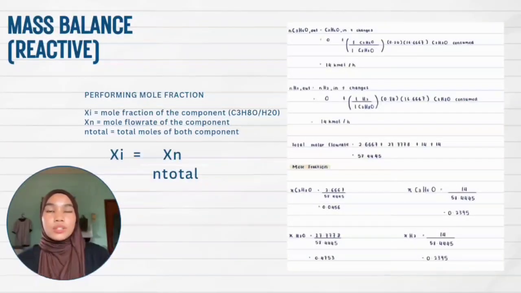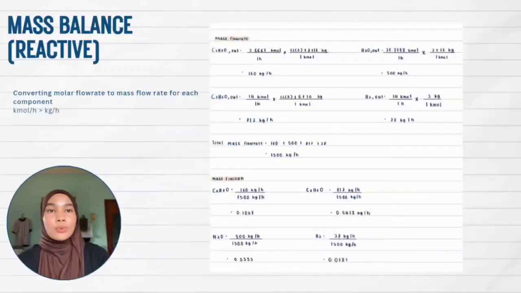Then after obtaining all the values, adding up all the molar flow rates, we get a total of 48.4445 kilomole per hour. After that, we calculate the mole fraction at the outlet for each component using the same method as in the non-reactive case. Then we convert the molar flow rate to the mass flow rate by multiplying it with the molecular weight of each component. And finally, we determine the mass fraction of each component using the same method as the mole fraction.